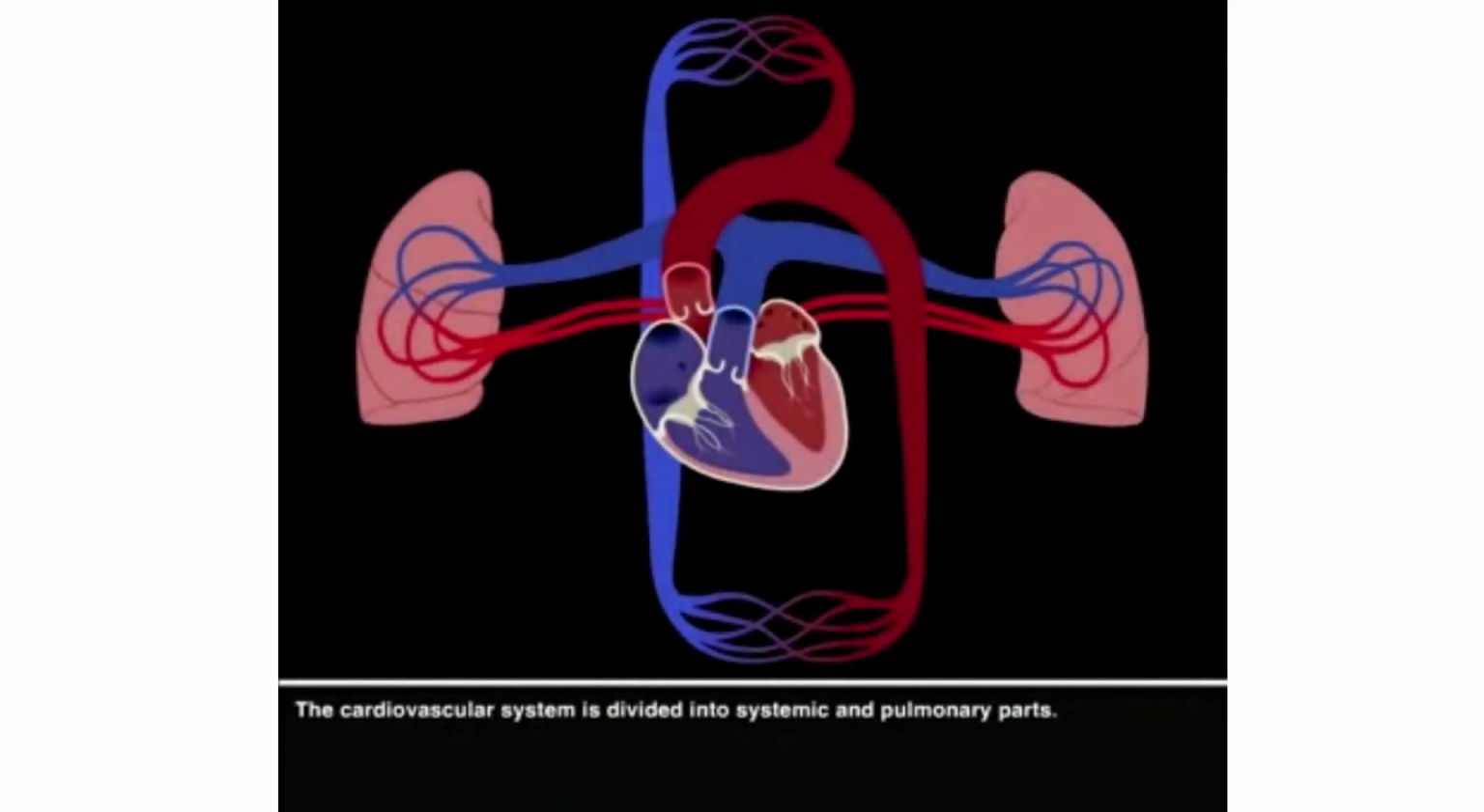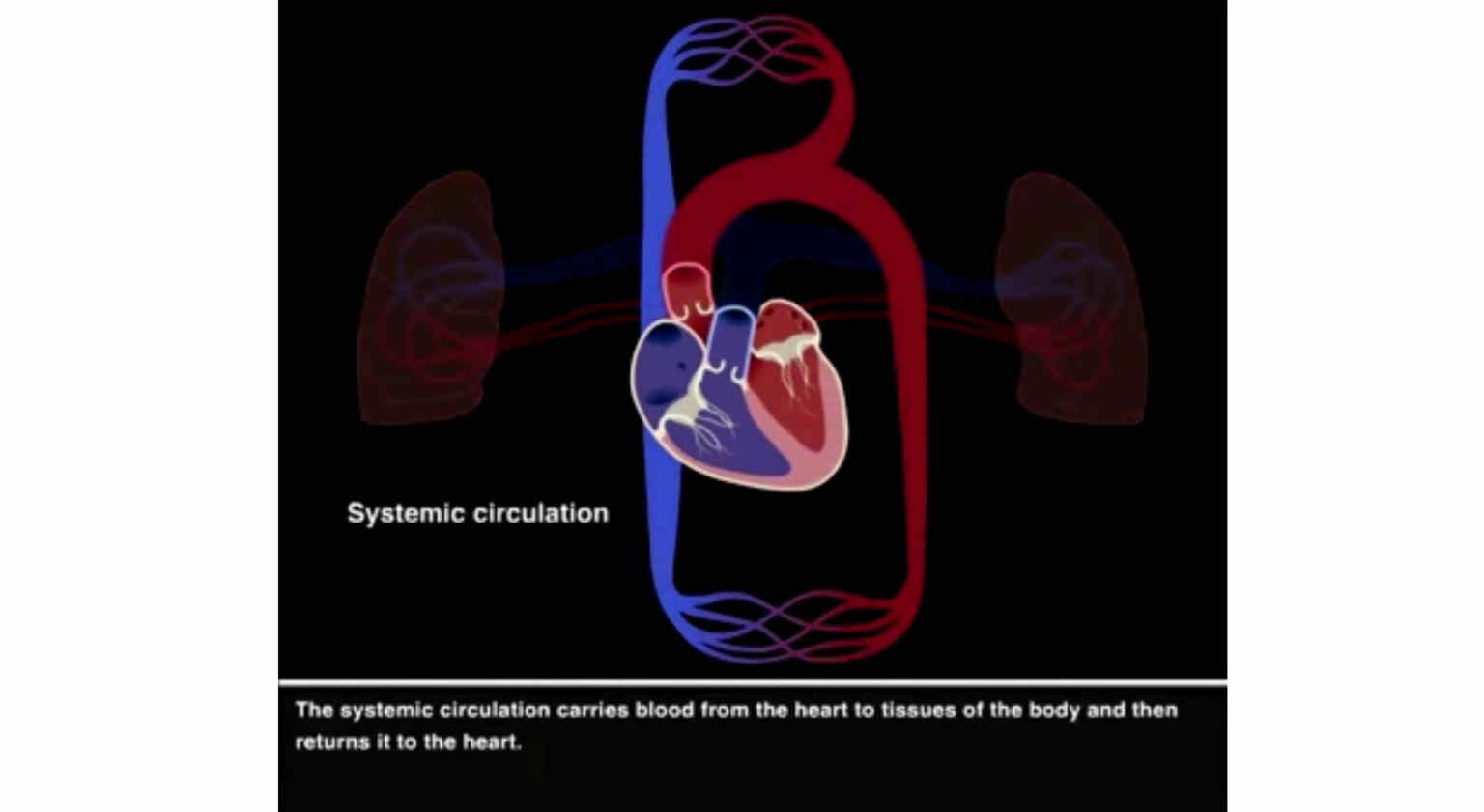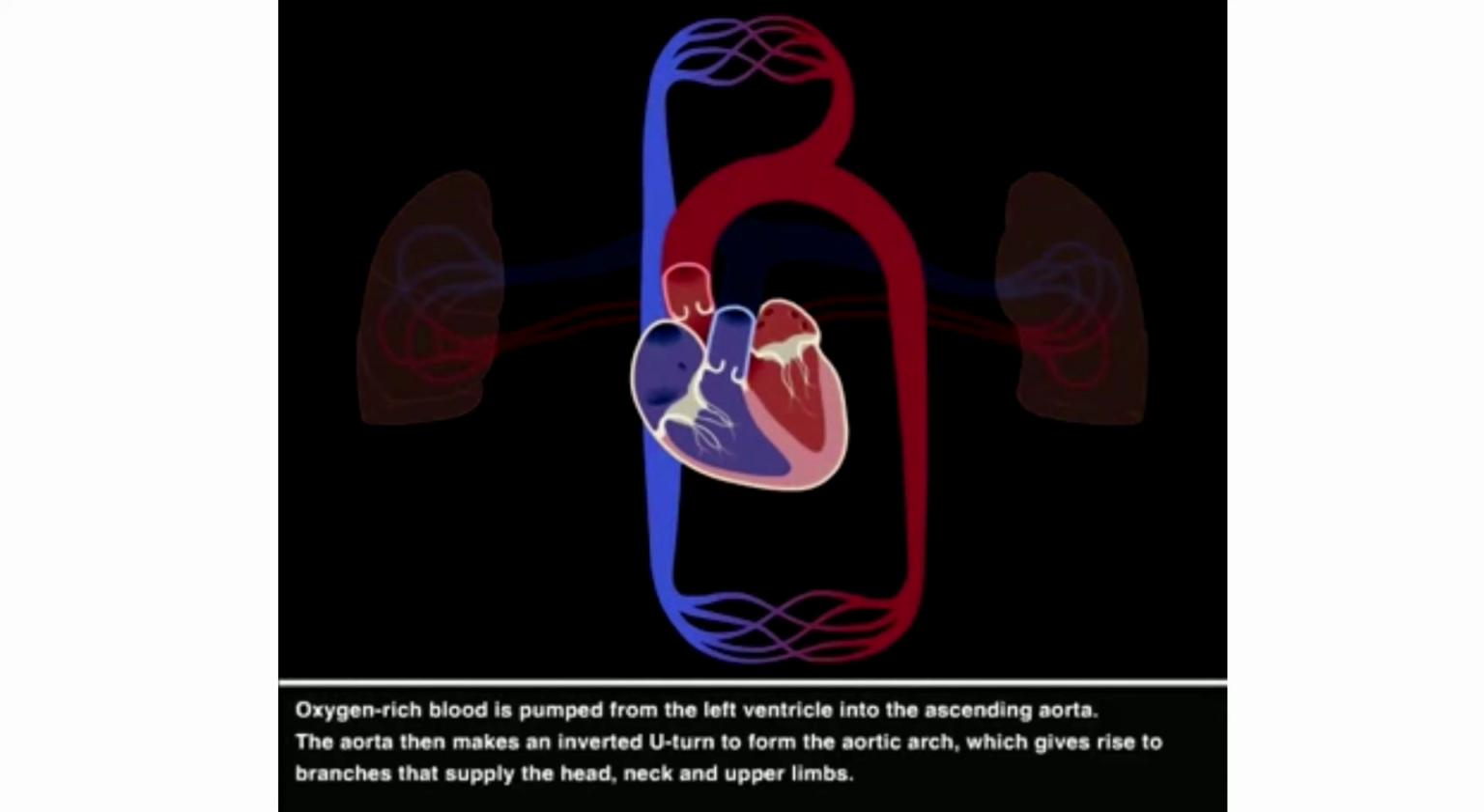The cardiovascular system is divided into systemic and pulmonary parts. The systemic circulation carries blood from the heart to tissues of the body and then returns it to the heart. Oxygen-rich blood is pumped from the left ventricle into the ascending aorta. The aorta then makes an inverted U-turn to form the aortic arch, which gives rise to branches that supply the head, neck, and upper limbs.